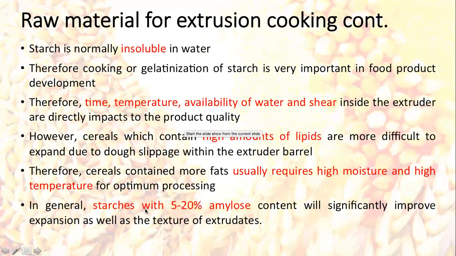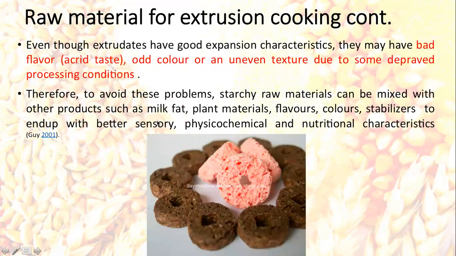In general, starch with 5 to 20 amylose content will significantly improve the expansion as well as the texture. So the recommended amylose content is 5 to 20. We can alter it, we can change it based on our product and our raw material. And sometimes you can get the proper product.